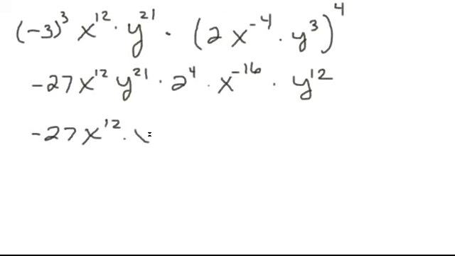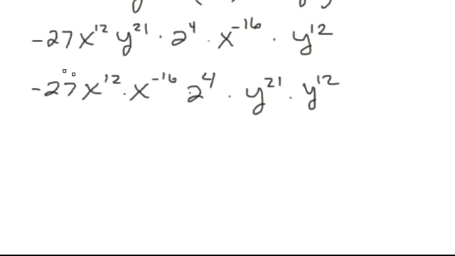Let's look for some like terms. We have an x to the negative 4, so let's pair them up. Now, I should have brought this 2 to the 4th out here, but I don't know. Let me just write it like this for right now. Times, we have a y to the 21st times y to the 12th. I can bring this over, so this becomes negative 27 times 2 to the 4th, which is 2 times 2 is 4, so that'd be 16 times x. So we have 12 minus 16, and that's going to give us negative 4. So my brain shut down.